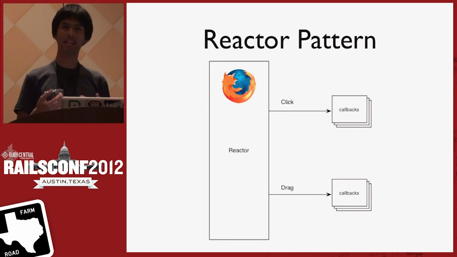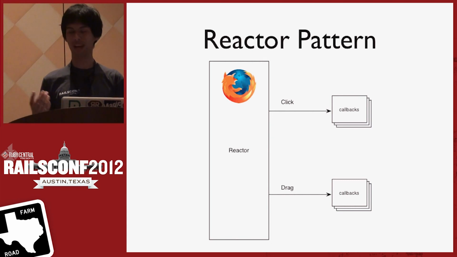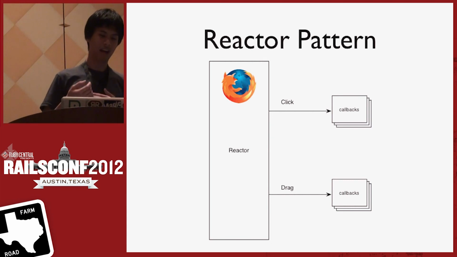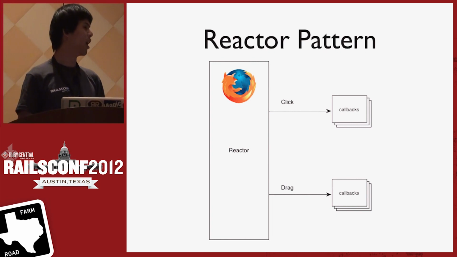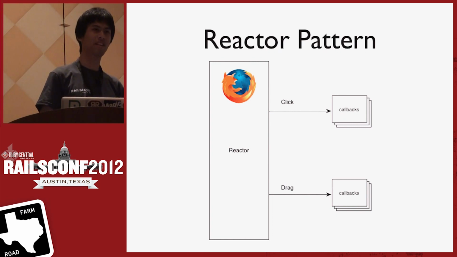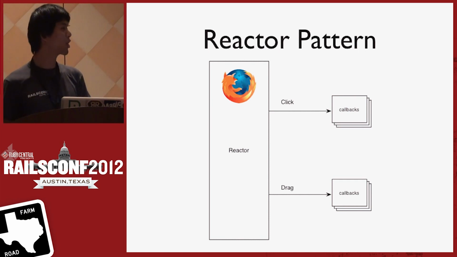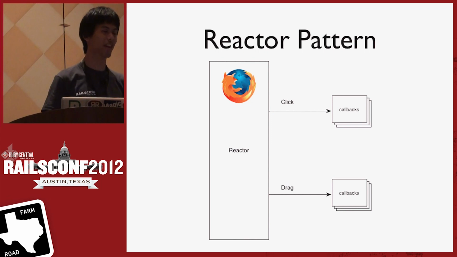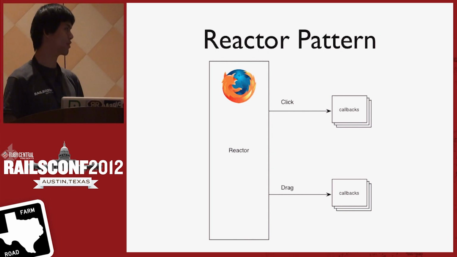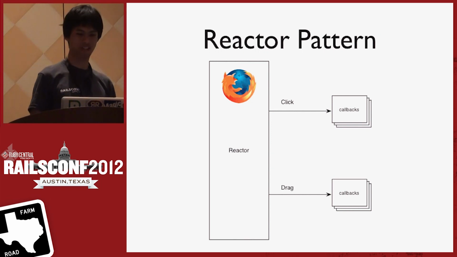That little snippet is an example of the reactor pattern. And the reactor pattern, what it says is you have a system called a reactor, and it's responsible for listening for events and then delivering those events to the subscribed callbacks. So in our example, the reactor is our browser, and the types of events that it knows about are DOM events.